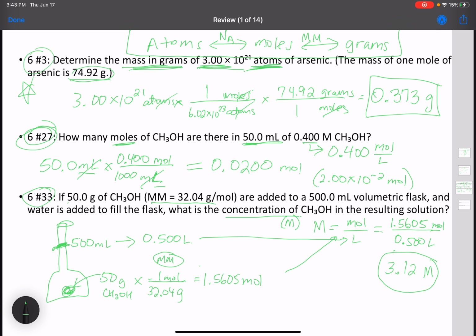Now is where I wanted to round to significant figures, 3 of them. There's 3 sig figs here and 4 sig figs here. I'm going to use the lesser of the two. So my answer is 3.12 molar.